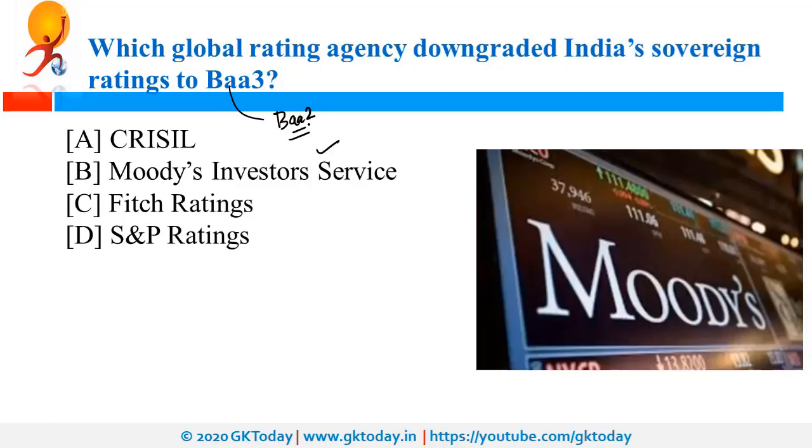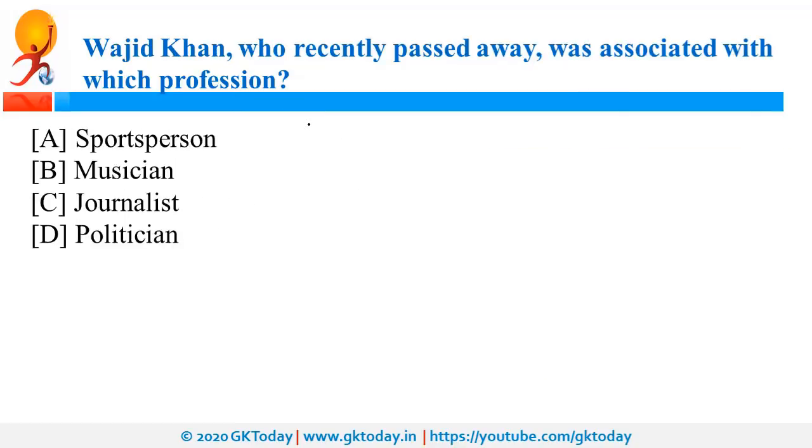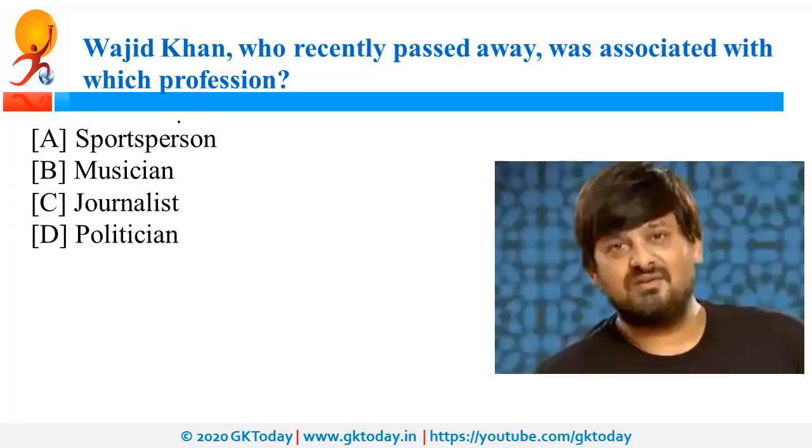Next question is, Wajid Khan, who passed away recently, was associated to which profession? So he was associated to music, and he was a musician. He passed away recently. Apart from him, recently archery coach Jayantilal Nanoma passed away.